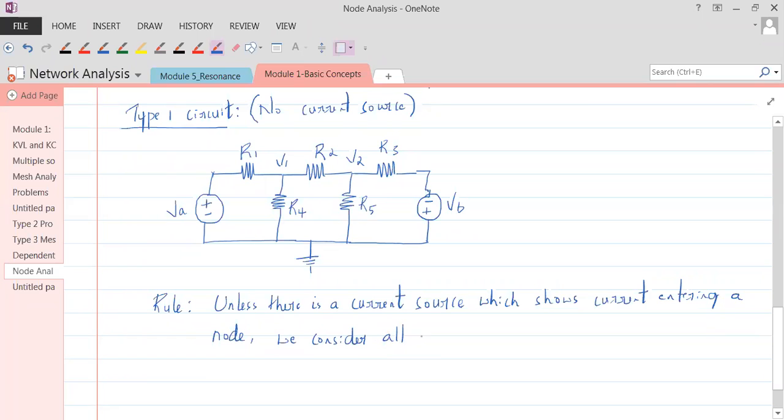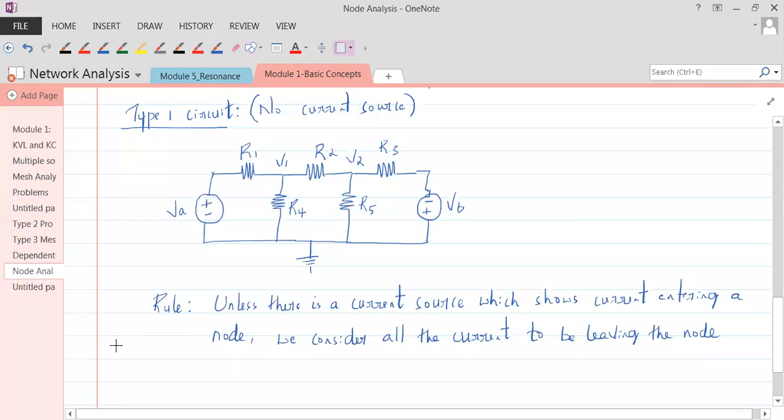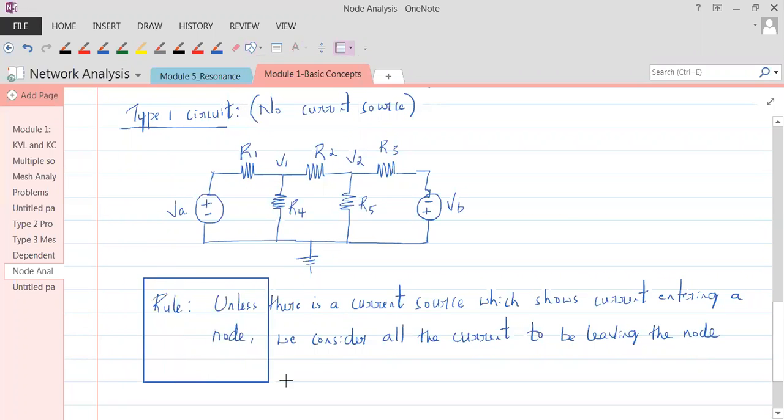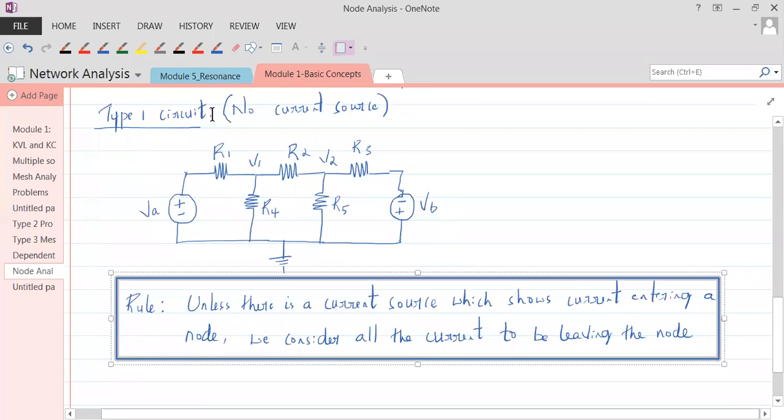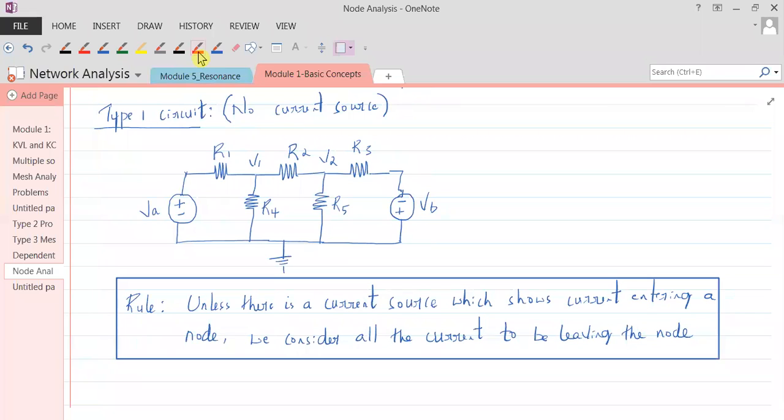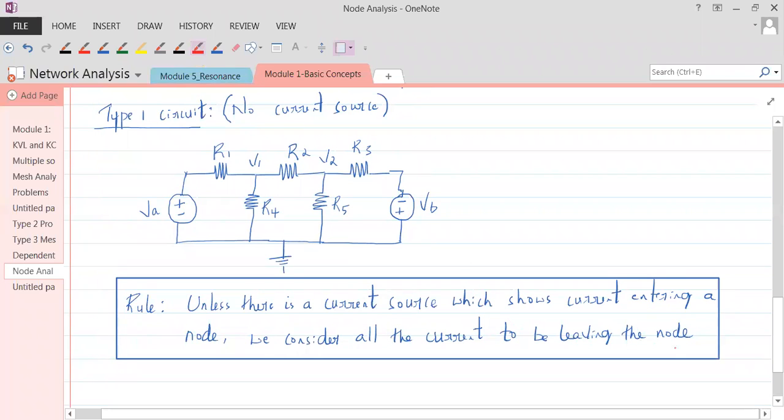all the currents to be leaving the node. Everybody get this point? Read it again. Unless there is a current source, mind you, unless there is a current source which shows the current entering, we consider all the currents to be leaving currents. Very important. No current source showing the current entering, then all currents are leaving currents.